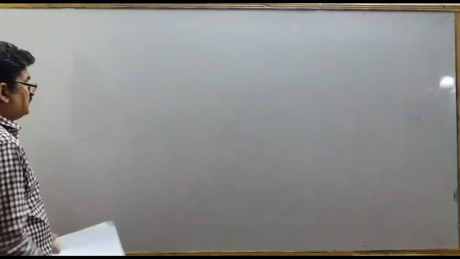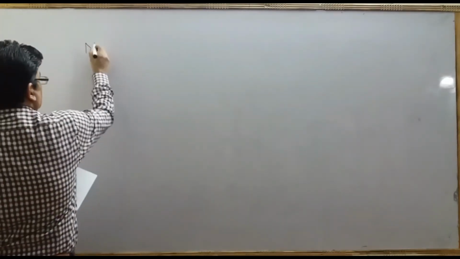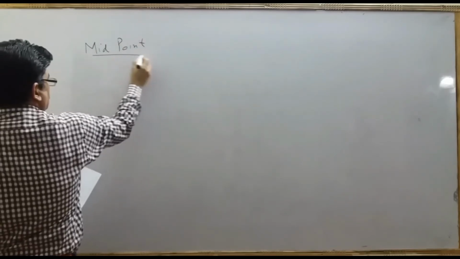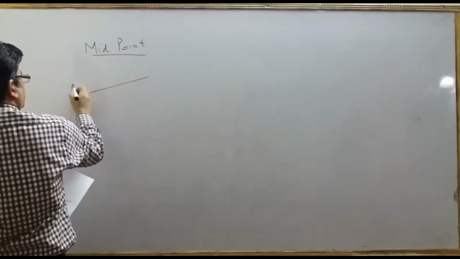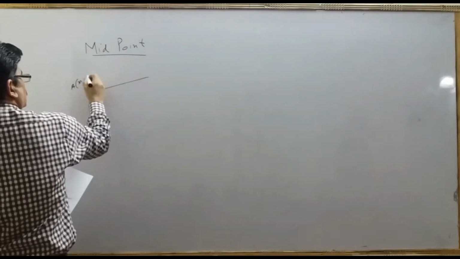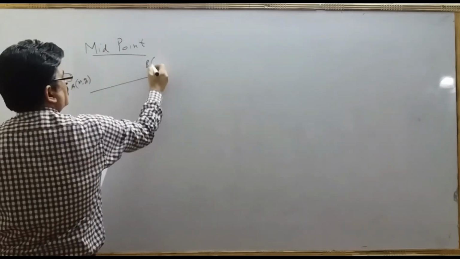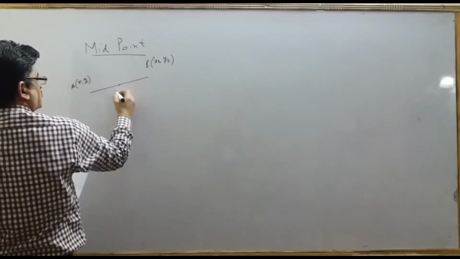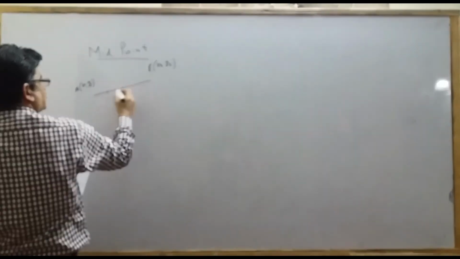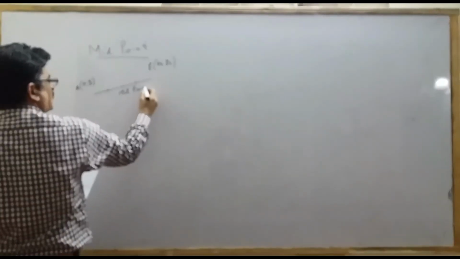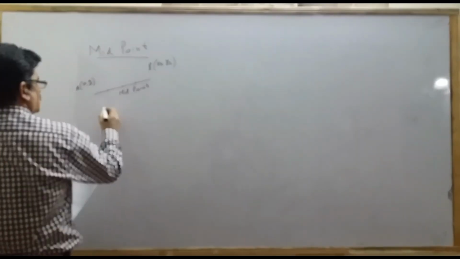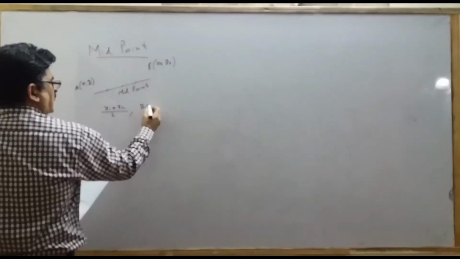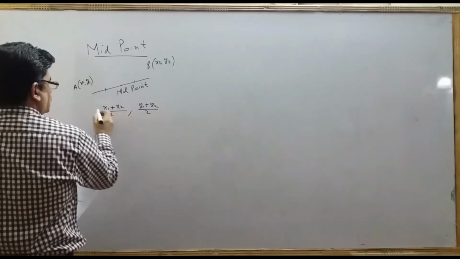Our next point is midpoint. When you are given two endpoints of a line segment, A point is (x1, y1), B point is (x2, y2). This is the midpoint. Means this length is equal to this length. How will you find this midpoint? So it is x1 plus x2 divided by 2, y1 plus y2 divided by 2.